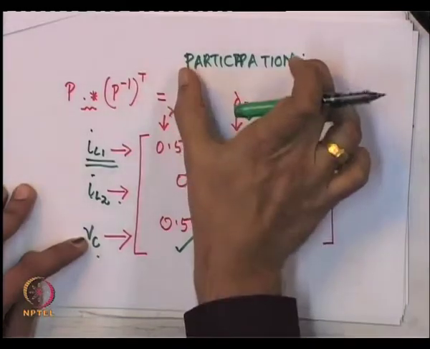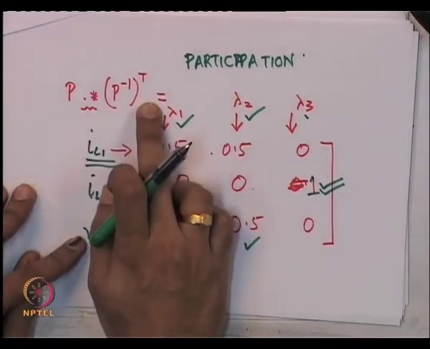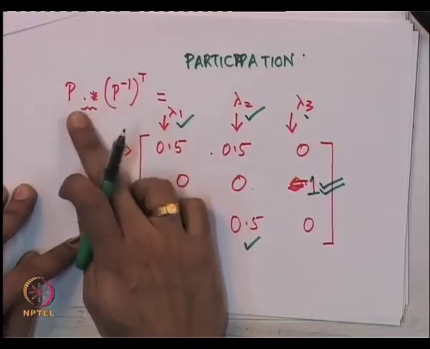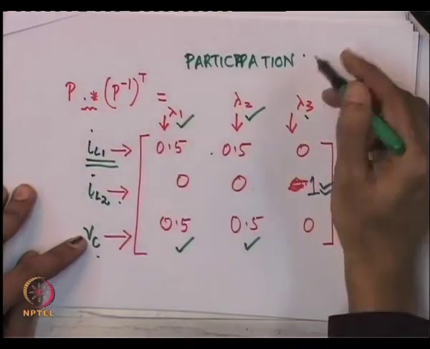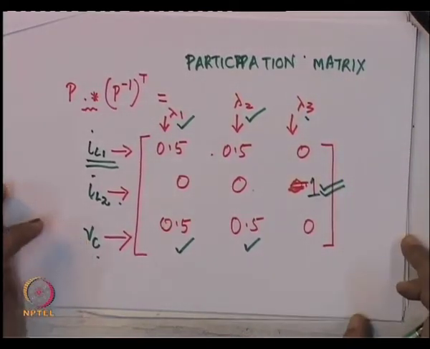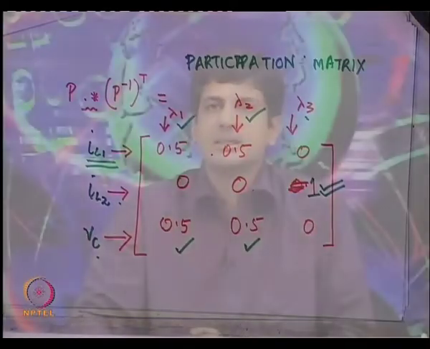So, actually this particular matrix P dot star P inverse transpose, which is the element by element multiplication of these two matrices, gives you an interesting matrix called a participation matrix. And this participation matrix in fact gives you correctly the association of various states to various modes. So, if the participation of state number 3 in eigenvalue 3 is 0, it means that this state is not participating in that particular eigenvalue.